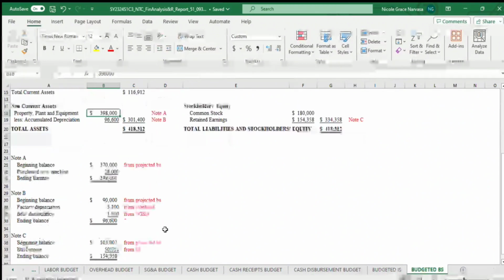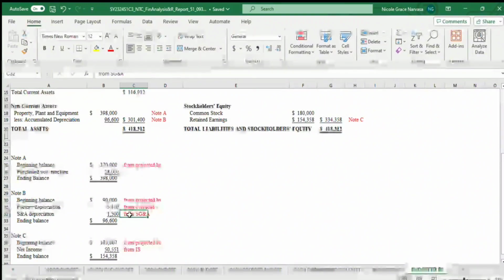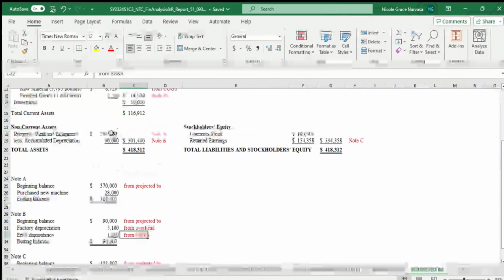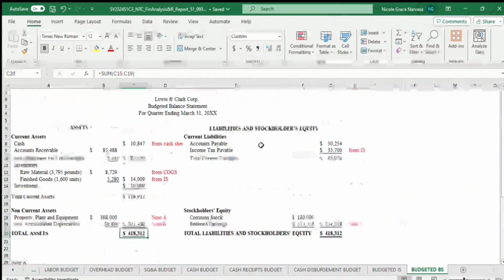Note B is accumulated depreciation: the beginning balance, factory depreciation, S&A depreciation, and ending balance. This is from the projected balance sheet, from overhead, and from SG&A. All of this was computed earlier. So that is 96,600. If we subtract that, that will give us a total of $301,400. So the total assets will be $116,912 plus $301,400, which is $418,312.